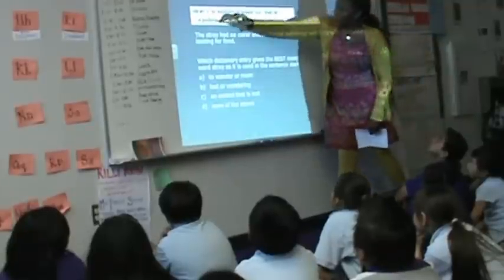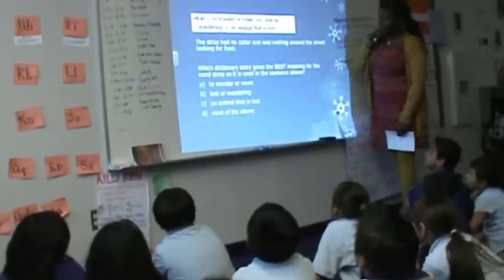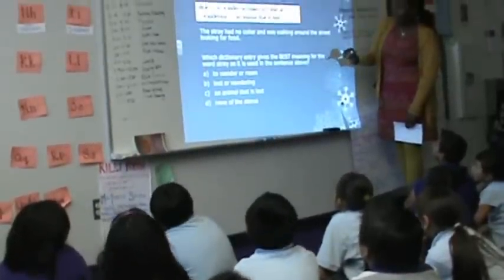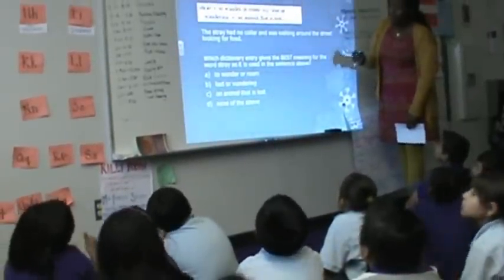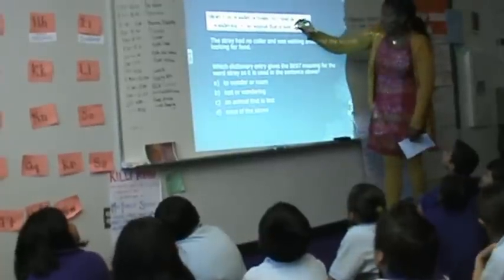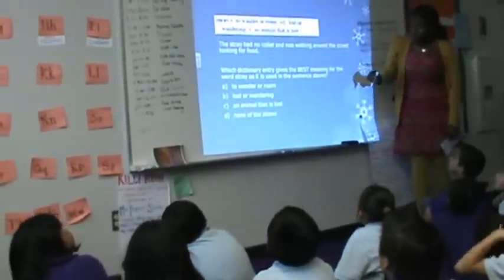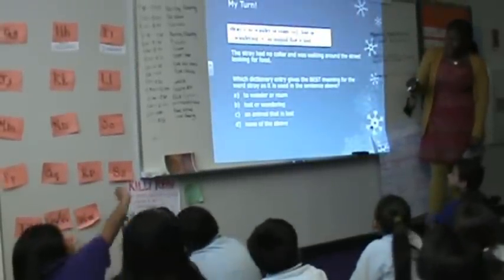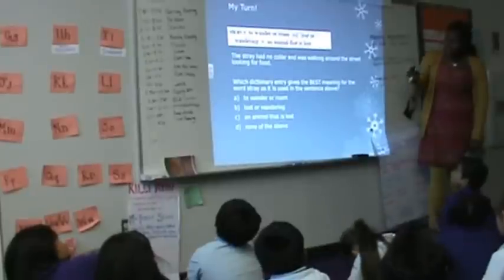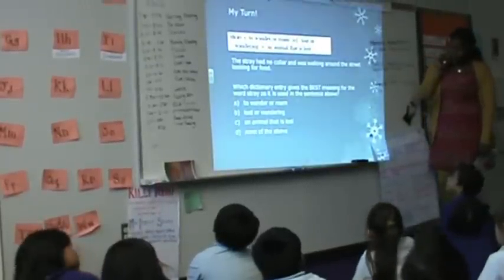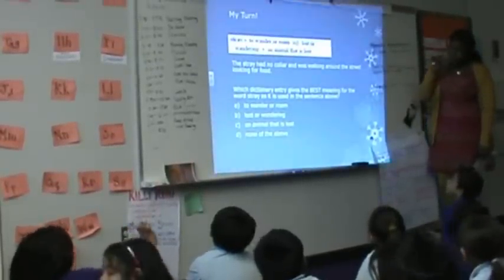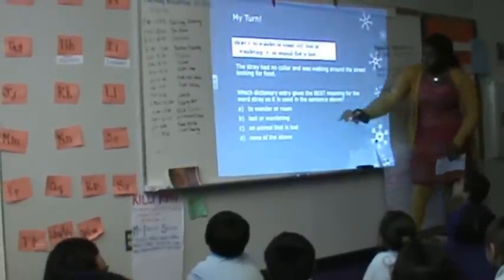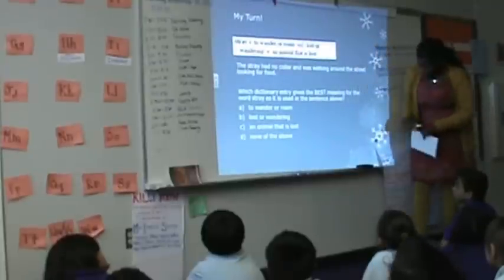Doesn't sound too good, so I'm going to scratch that one out. The animal that is lost had no collar and was walking around the street looking for food. Sounds pretty good to Miss Cavanis, so I'm going to use that one. So, which dictionary entry gives the best meaning for the word stray as it is used in the sentence? Let's think about it. See, it's my turn, so I think C would be my answer. An animal that is lost.